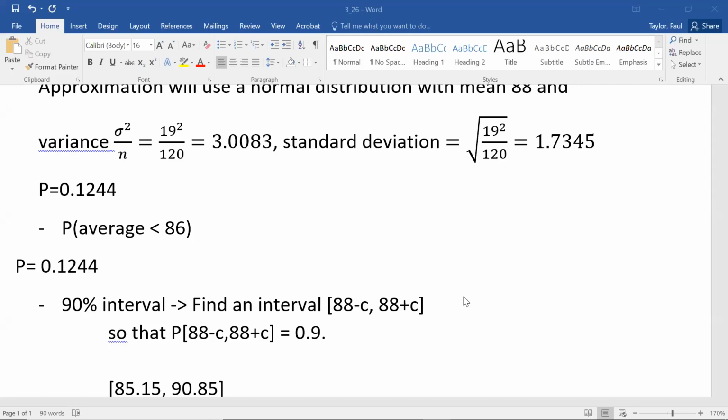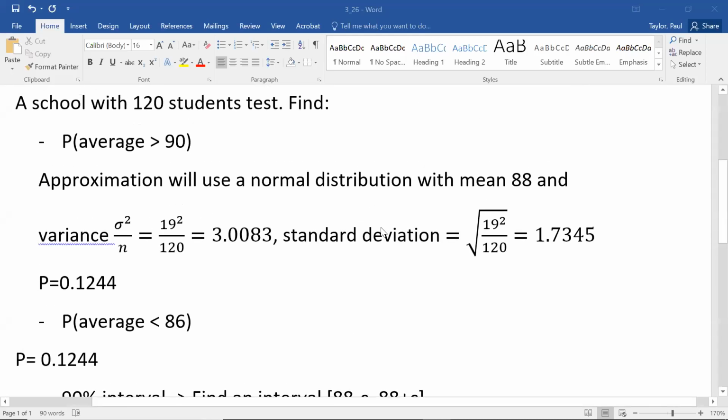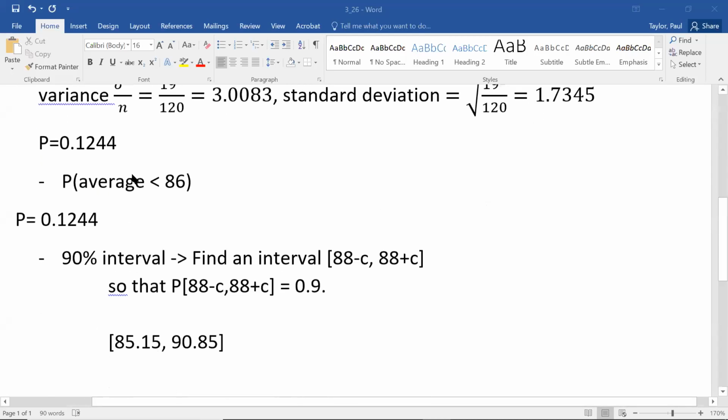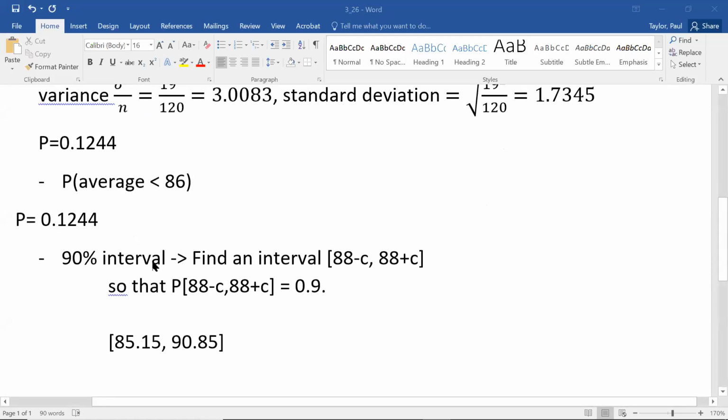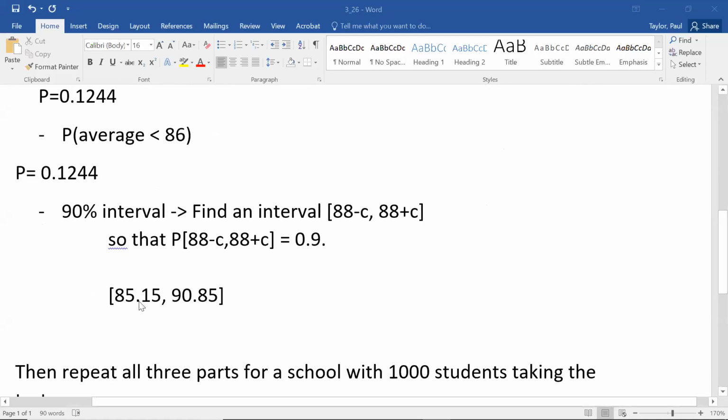Okay, we're ready to move on to the last part of this question. Here's our results from the 120 student school. So there was a 0.1244 chance that they were over 90 and the same that they were under 86, so about 12.5% on each line. And if we wanted a 90% interval where 90% of the schools of this size should land, they land between 85.15, so that's almost 3 points under the average, and they go up to 90.85, so that's almost 3 points over the average.